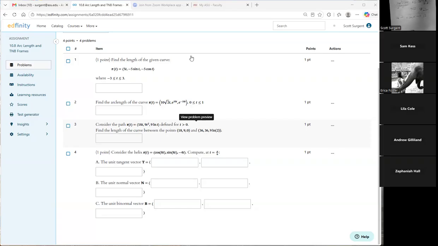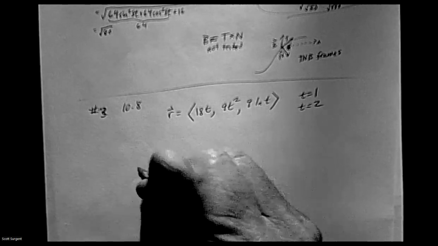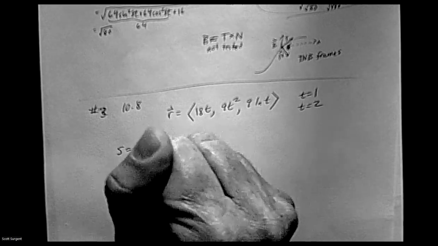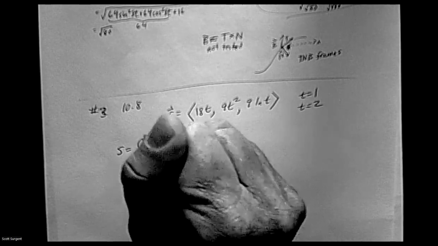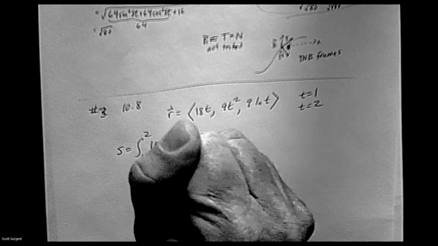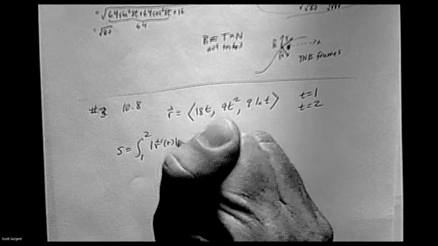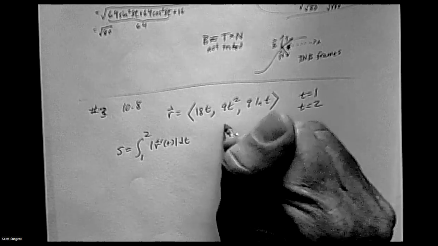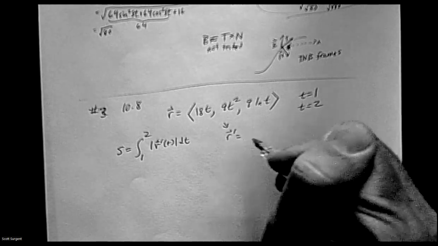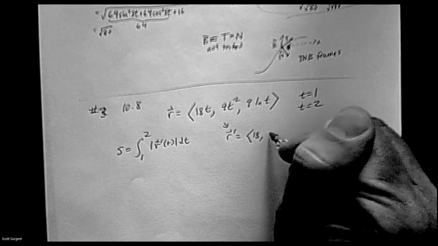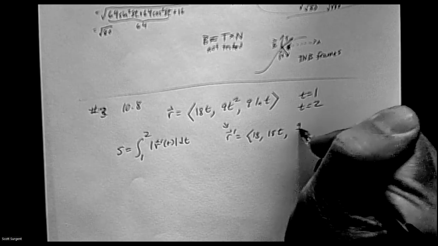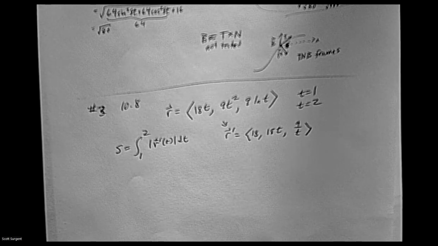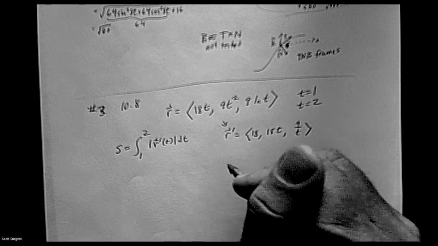So, all right, you have to set it up. All right, so arc length is usually written S, in this case the integral from 1 to 2 of the magnitude of r prime of t dt. Okay, that's the formula for arc length. Let's go ahead and do it. So r prime would be 18, 18t, and then 9 over t. So far, not too bad. Okay. Then you got to take the magnitude of that.